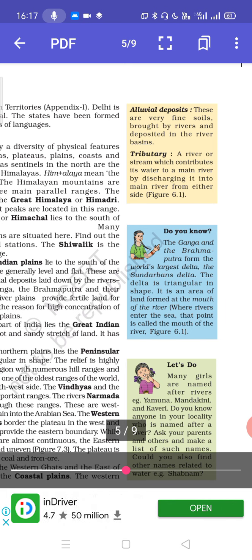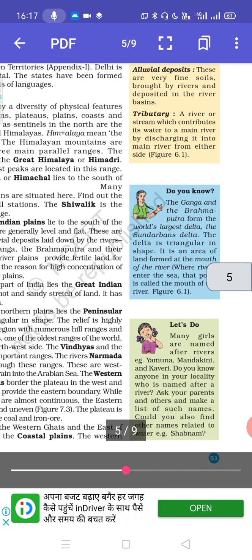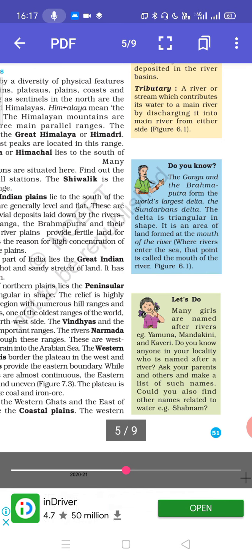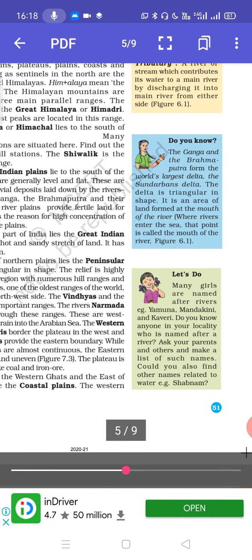Do you know the Ganga and the Brahmaputra form the world's largest delta? The Sundarban Delta. The delta is triangular in shape. It is the area of land formed at the mouth of the river, where the river enters the sea. That point is called the mouth of the river. So the place from where the river enters the sea is known as the mouth, and there we have the Sundarbans, where Ganga and Brahmaputra form the largest delta of the world.